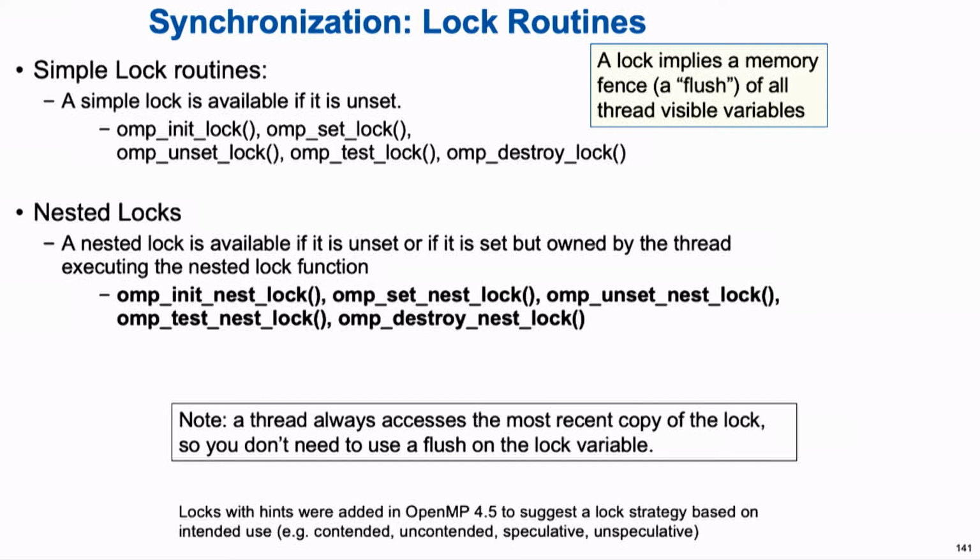Now, sometimes you want to look at a lock and say, is this lock set yet? Do I really want to block myself waiting if it is set? Maybe I just want to test it. It'll tell me, test this lock. Is it set? Yeah, it's set. Okay, I'm going to go do something else, and then I'll go back and check it later. So that's what OMP test lock does. It returns immediately telling you, is this lock set or is it not?